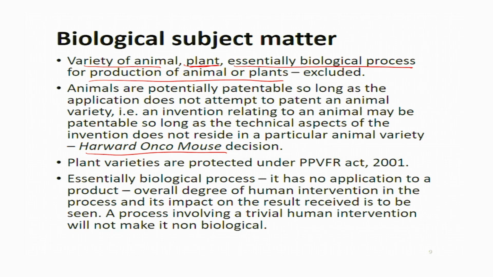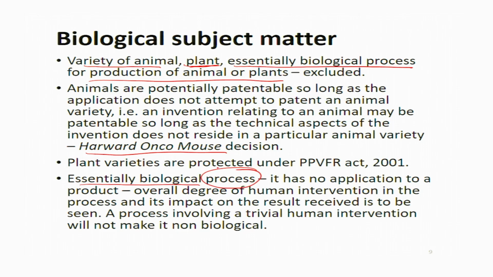Article 27(3)(b) of the TRIPS agreement says plant varieties may be protected by patent, or may be protected by a sui generis law, or may be protected by a combination of both. India prefers to protect new varieties of plant by way of a sui generis law, and therefore we have excluded it from the Patent Act. The third point is essentially biological process. What is excluded is essentially biological process.